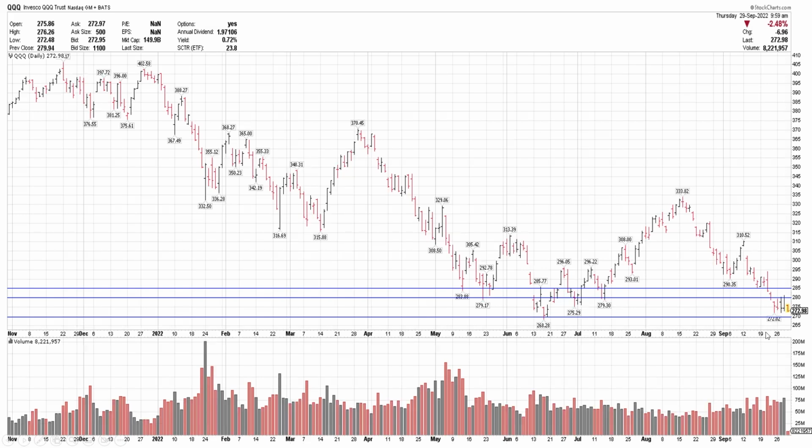could set the markets up for a shorter term counter trend rally. How long that lasts for, we don't know. But right now, by looking at the charts, looking at the screen, the risk, I think, if we close below 270, is to the downside.